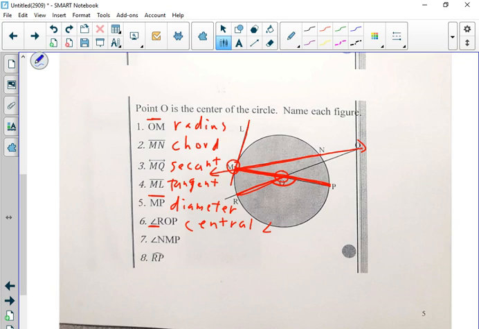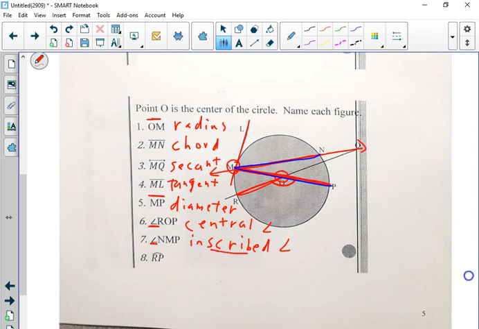I'm going to use a different color because it's getting a little crazy here. N to M to P. And that's an angle inside the circle. But notice the vertex is on the edge, not the center. And we know it's an angle, so it's an inscribed angle. So think about it.